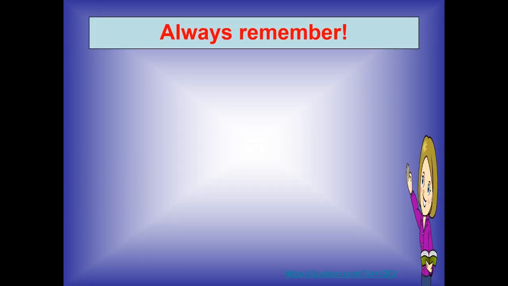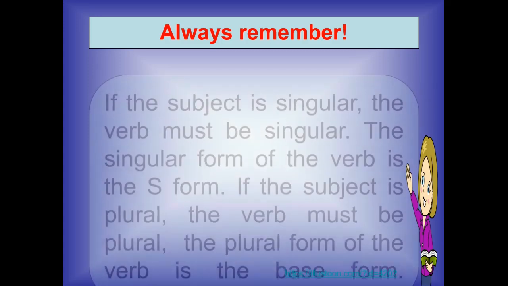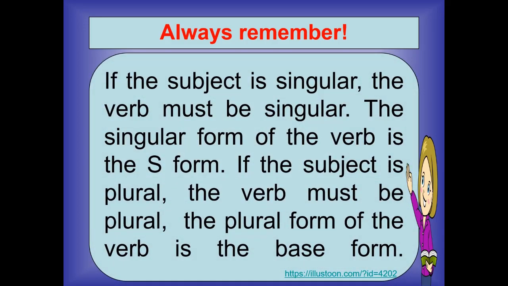There you have it, students. I presented to you 16 rules, but there are still more rules that you need to learn. So, watch out for the next video. As of this moment, I would like you to always remember this basic rule. If the subject is singular, the verb must be singular. The singular form of the verb is the S form. If the subject is plural, the verb must be plural. The plural form of the verb is the base form.